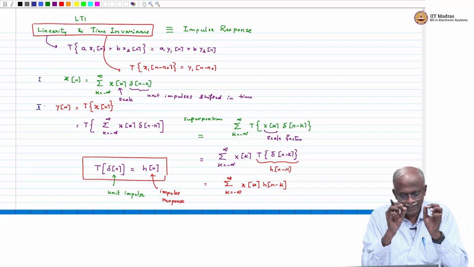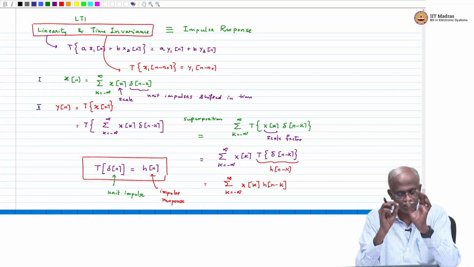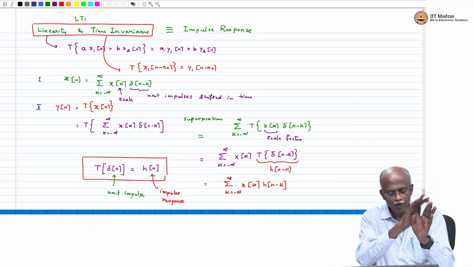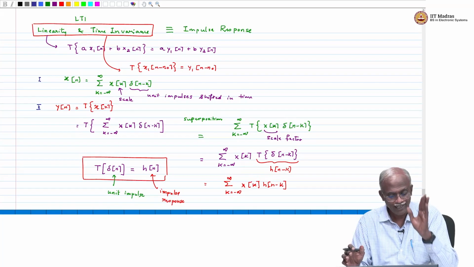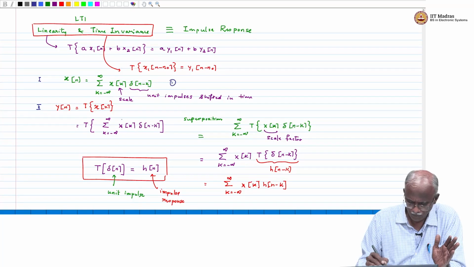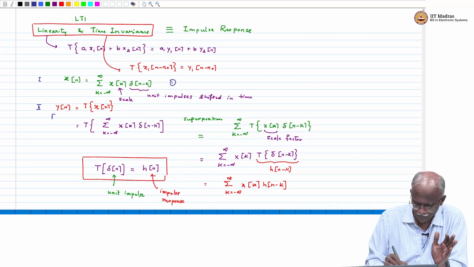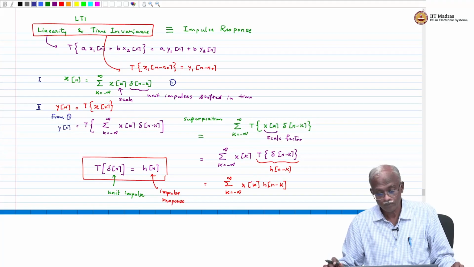Second property, this input is being applied to a discrete time system T. So, we call y of n the output of this discrete time system, T of x of n. You substitute from equation 1. So, from equation 1, y of n is the transformation of this summation.